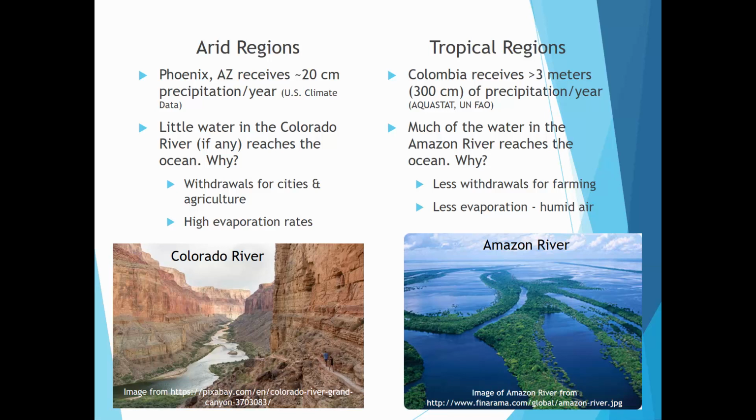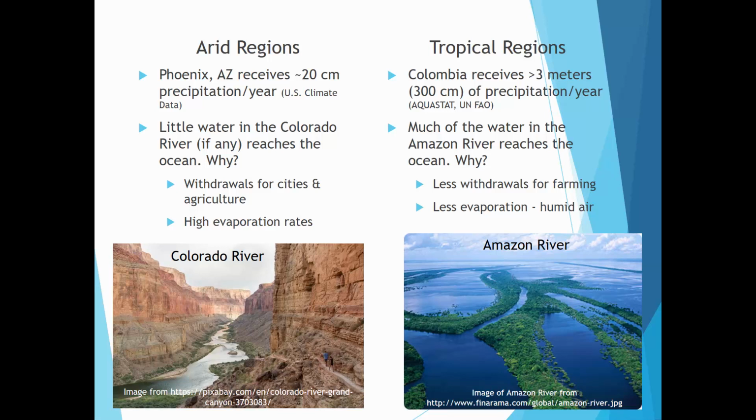If we contrast that with the Amazon River, so the Amazon exists in a tropical region, and the Amazon River travels from Colombia and then all the way out over to Brazil. And so Colombia receives so much more precipitation. They receive about 3 meters or 300 centimeters, so 15 times the amount of precipitation as Phoenix, Arizona every year.